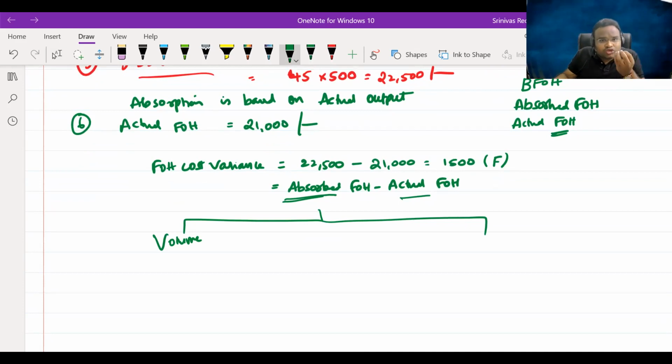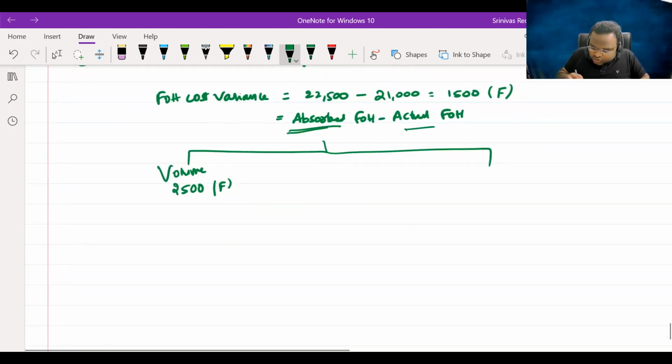So originally you thought to collect 500 rupees from each student. From how many students? 40 students. Whereas you have collected from how many students? 45 students. Now tell me, how many more students? 5 students. How much from each student? 500. 5 into 500, how much amount? 2,500. Whether you collected more or less, you have collected more. Favorable. What is this 2,500?